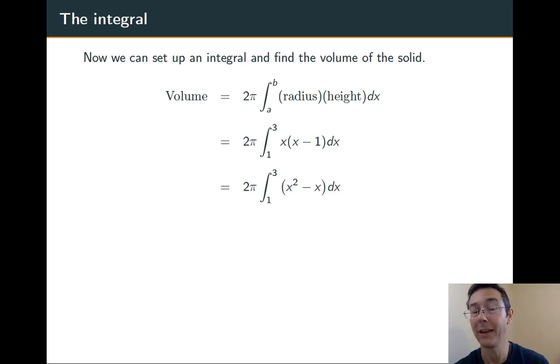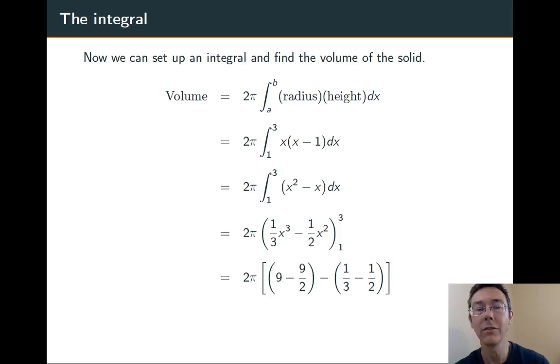So I'll simplify the x times x minus 1, anti-differentiate, plug in the limits of integration, do a little bit of arithmetic, and overall I get 28/3 pi, about 29.32.